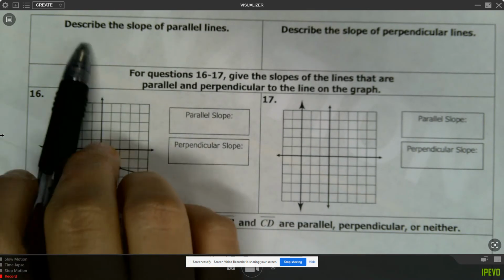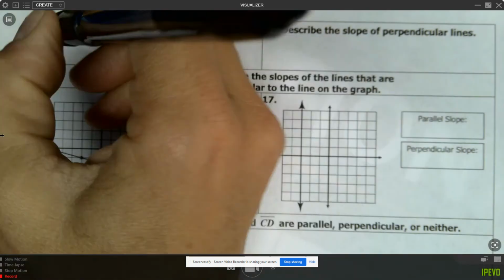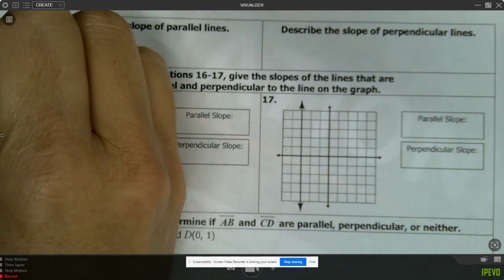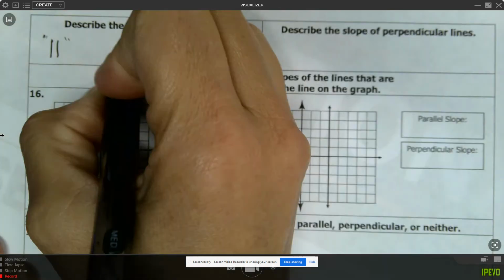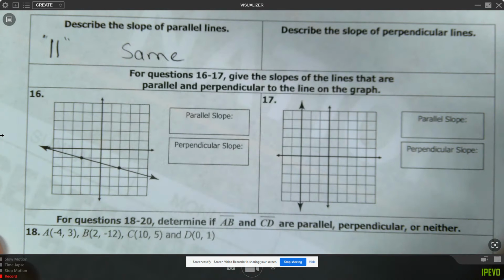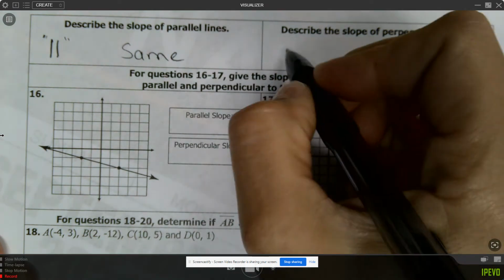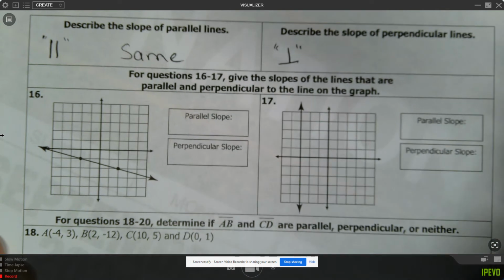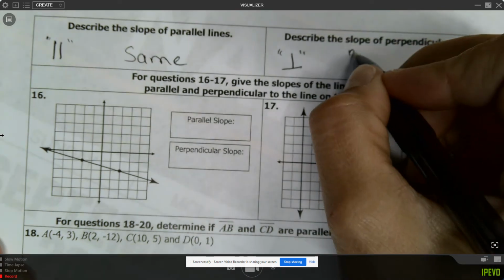So, anyways, to describe the slope of parallel lines, first off, the shorthand for parallel lines is those two lines like this. And you'll tell me that the slope is going to be the same. Now, the slope of perpendicular lines, and the shorthand for perpendicular lines is that upside down T. We kind of learned that in the last test. And they're going to be what's called the negative reciprocal.